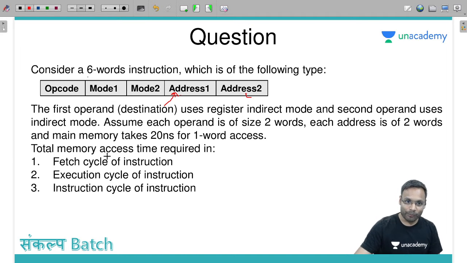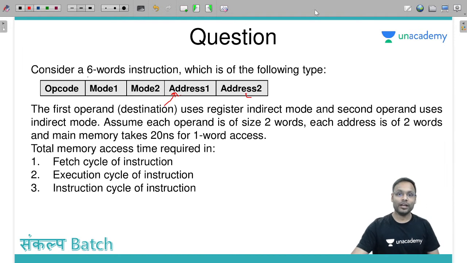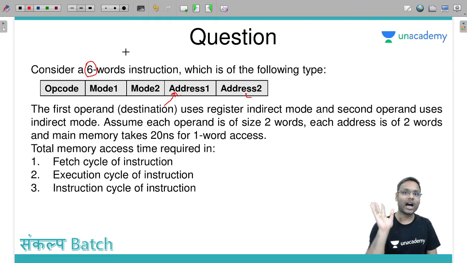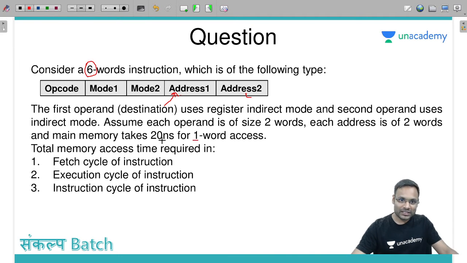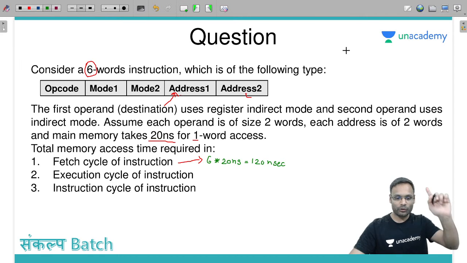ओके, देन मेमोरी एक्सेस टाइम रिक्वायर्ड इन फेच साइकिल ऑफ इंस्ट्रक्शन. फेच साइकिल, ओनली फेच. लुक एट दिस, इंस्ट्रक्शन फेच. हाउ मेनी वर्ड्स ऑफ इंस्ट्रक्शन? 6 words. 6 word fetch will take how much time if one word fetch takes 20 nanoseconds? एक वर्ड के लिए 20, तो 6 वर्ड के लिए कितना लगेगा? 6 वर्ड के लिए लगेगा 6 into 20 nanosecond, 120 nanosecond. I hope this is clear to everybody. This is clear to everybody?